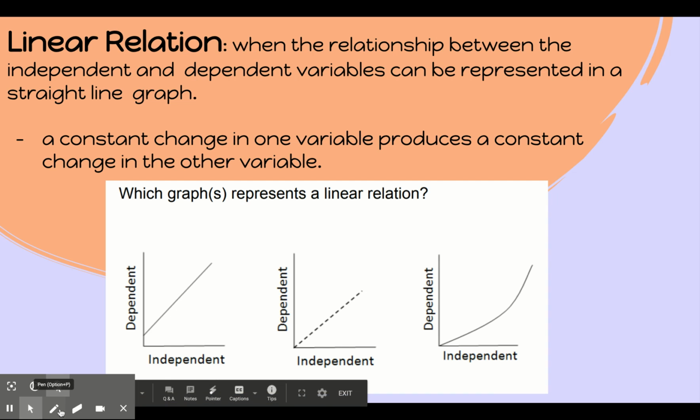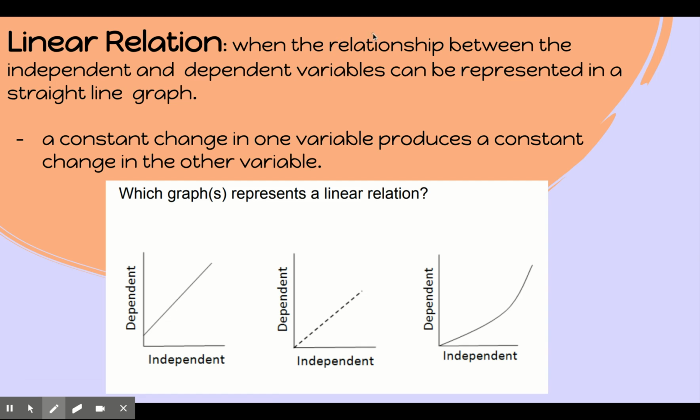Okay, so what is the definition of a linear relation? A linear relation is a relationship between an independent and dependent variable, okay? And it can be represented by a straight line graph. So what this also means is that it's a constant change. So constant means, say, increasing by 2.